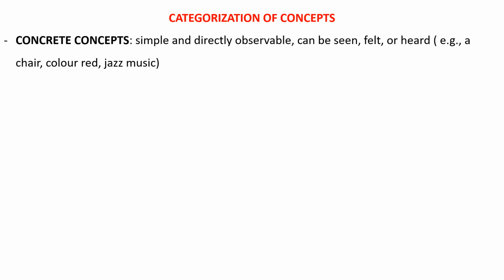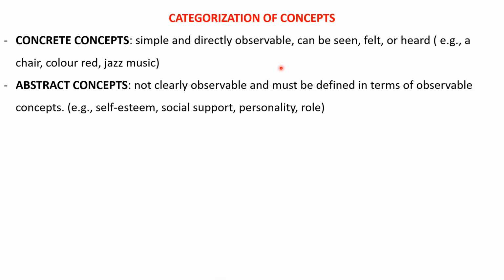Categorization of concepts. The first category is concrete concept. Concrete concepts are simple and directly observable, can be seen, felt or heard. For example, a chair, color red, jazz music. Abstract concepts are not clearly observable and must be defined in terms of observable concepts or concrete concepts. For example, self-esteem, social support, personality, role.